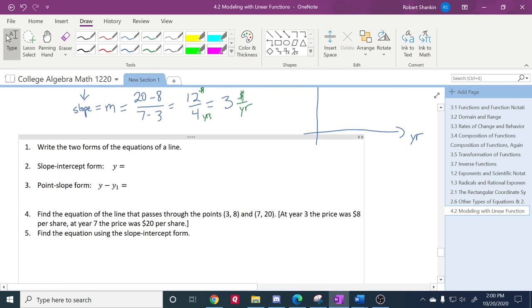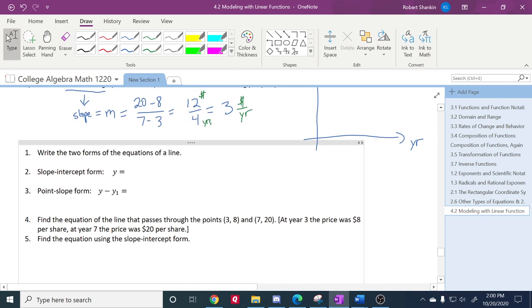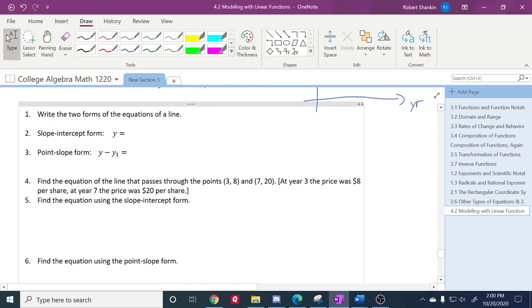All right, now it says to write the two forms of the equation of a line. There's slope-intercept form and point-slope form. And it might be a while since you've had these. See if you can jog your memory and write them down.